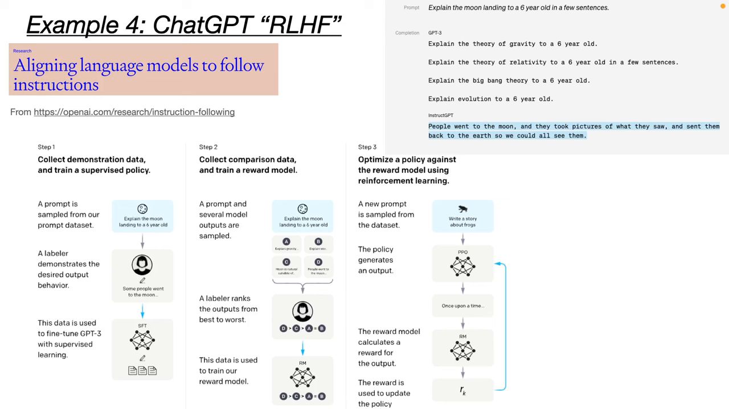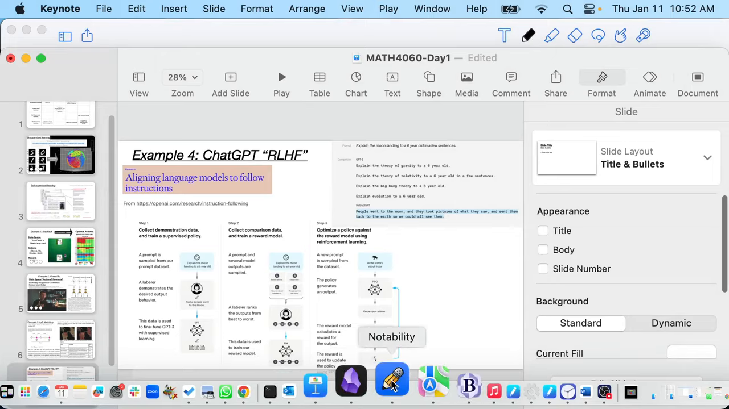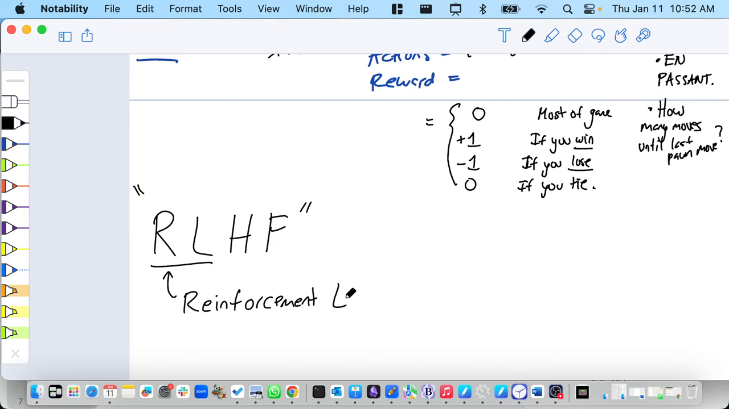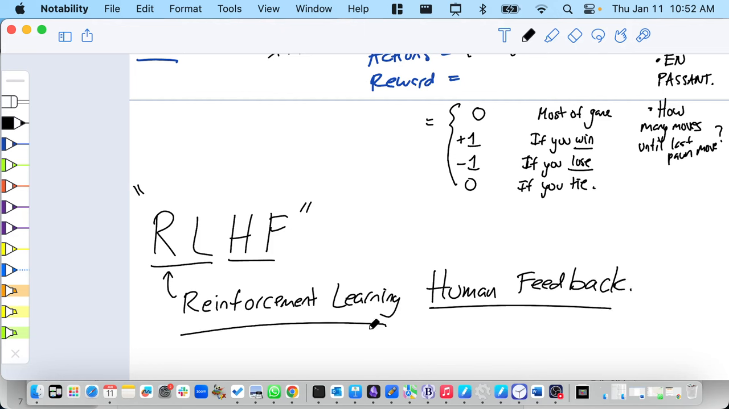How do you upgrade this machine that is good at filling in the blank to an actual useful assistant that will answer the question? And the way they did it is something called RLHF. Let me tell you what RLHF stands for. Let's write this down. So RLHF. The RL stands for reinforcement learning. And HF stands for human feedback. So reinforcement learning with human feedback.